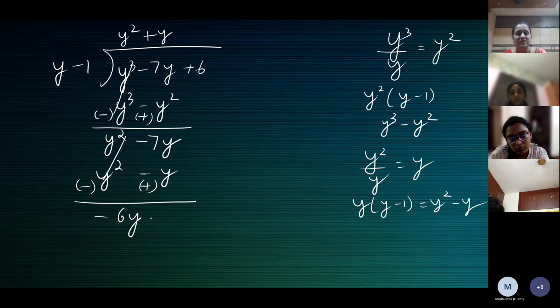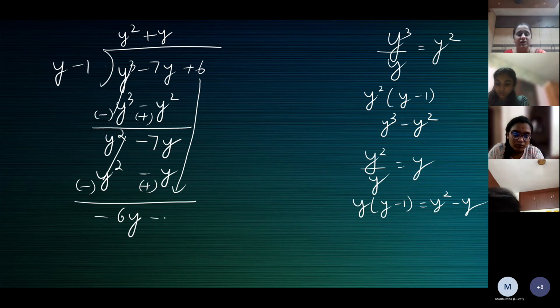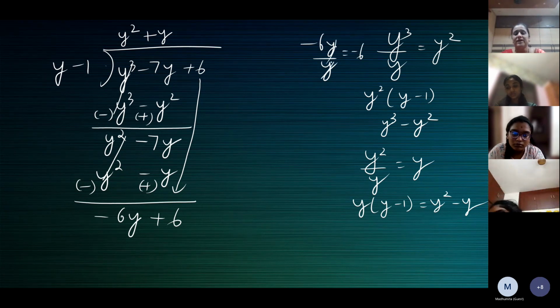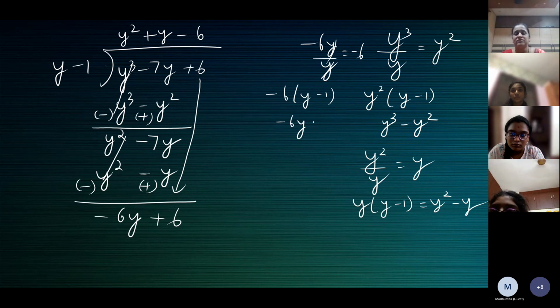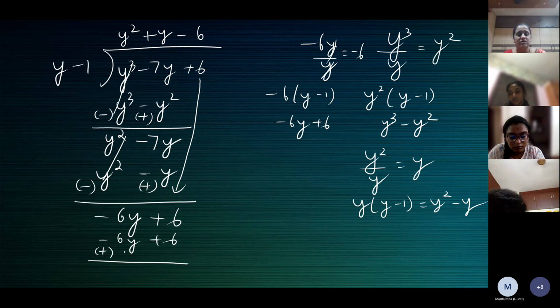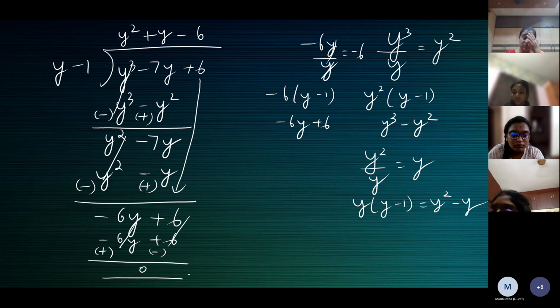And bring that term down. Plus 6. You can see that plus 6 is there. We have not used plus 6. Bring it down. So now minus 6y by y is equal to minus 6. Y and y cancel. Now when you multiply minus 6 with y minus 1, you get minus 6y plus 6. On changing the signs, they get cancelled. And the remainder should be 0, because you're dividing the polynomial by its factor, y minus 1.